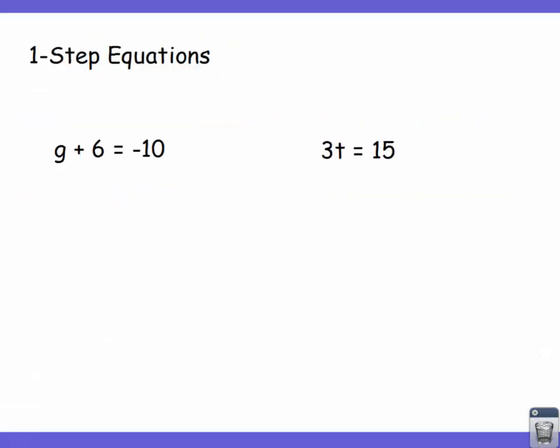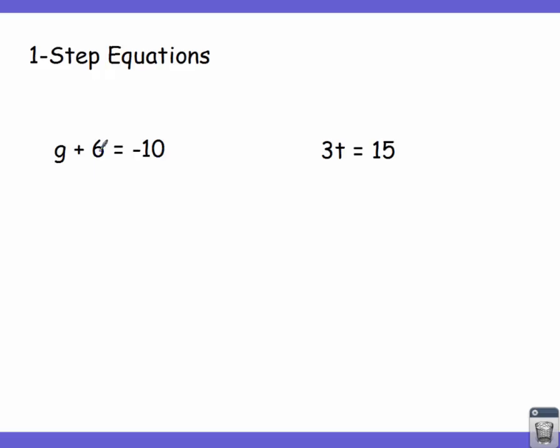So let's go back and review some of the things that we've done in the past. We're going to go all the way back to one-step equations. Okay? So let's just do a real quick review. So in this first one, we've got g plus 6 is equal to negative 10. So our goal is to get this g by itself. Now, yes, you should be able to do a one-step problem in your head. The point is not to just solve this in our head. Yes, you should be able to do that, but the process is what's important.